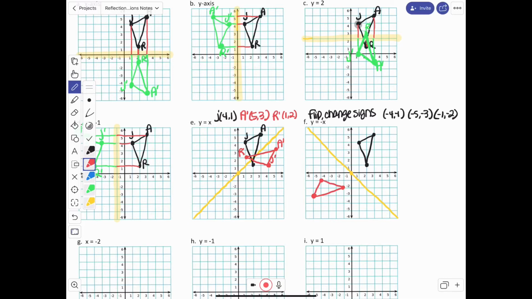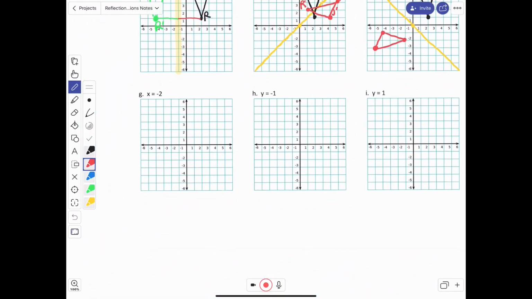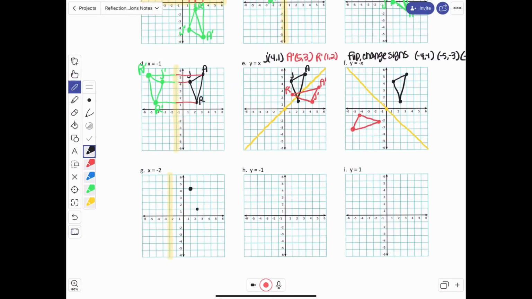And you can see if we were to fold on that yellow line, those would be reflected. Okay, so we'll end on a few easy ones. X equals -2. So if we go over to -2, that's going to be the line that we reflect on. So our points, remember that we are reflecting (2, 1), (1, 4), and (3, 5).